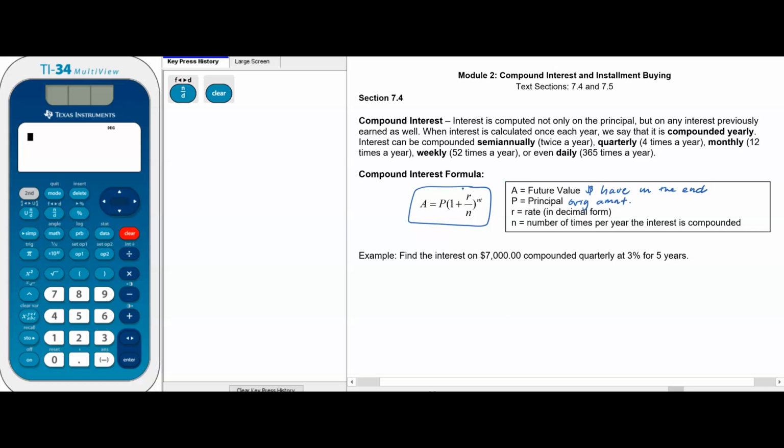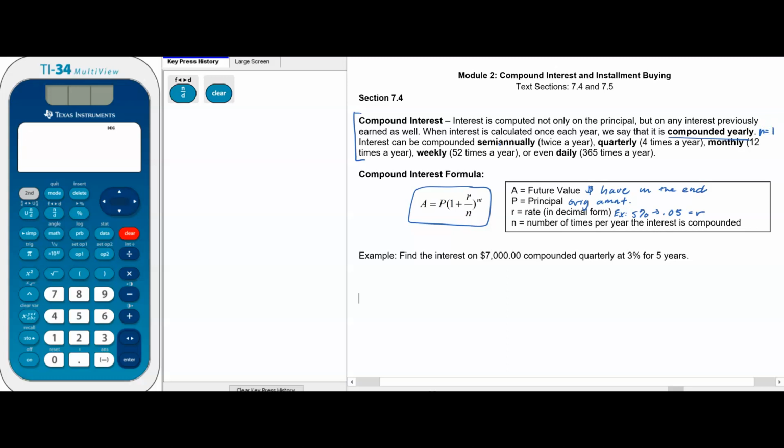R is the rate. That's your percentage rate but in a decimal. For example, if it were a 5% interest rate, you would put in 0.05 for R. And then N is the number of times per year the interest is compounded. In this paragraph above, I listed different types of compounding and what that would mean in terms of the end value. If it's compounded yearly, then n equals 1.